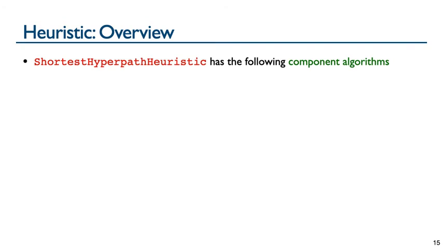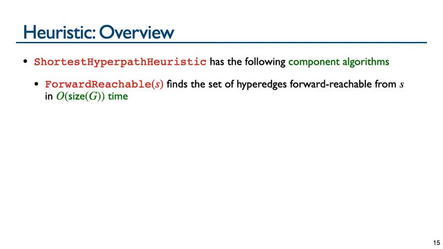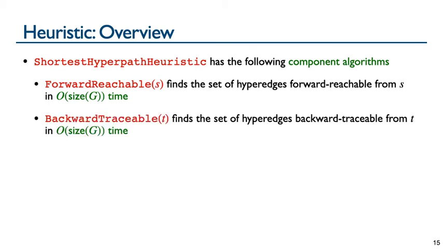Our shortest hyperpath heuristic is composed of a few component algorithms. First, forward reachable, which finds the set of hyperedges that are forward reachable from the source vertex S and runs in time linear in the size of the output hypergraph G. Next, backward traceable, which similarly finds the set of backward traceable hyperedges from the sink T in time linear in the size of G.